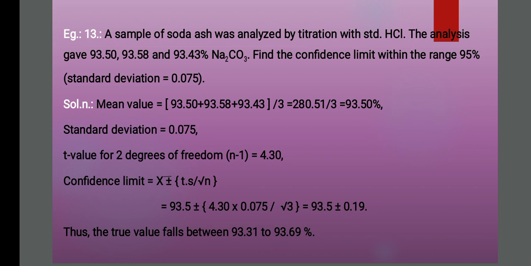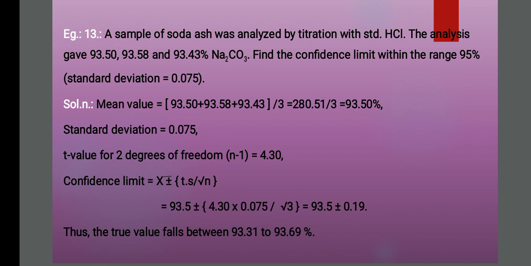So if you do 93.5 minus 0.19, you get 93.31, and if you add, you get 93.69. So within this range your value should come. Is it okay? So this is said to be the confidence limit.